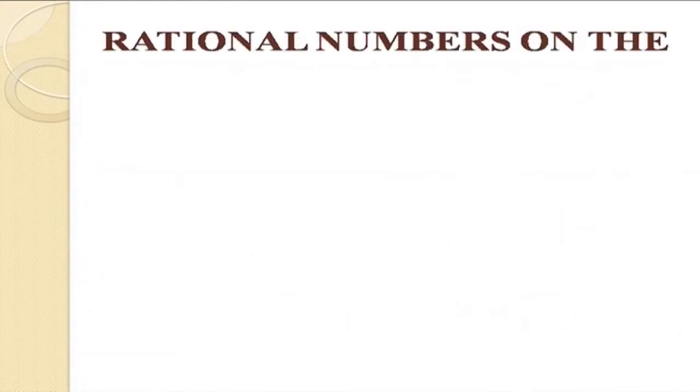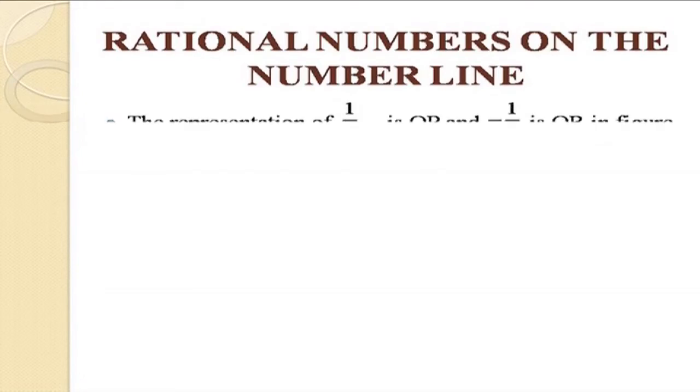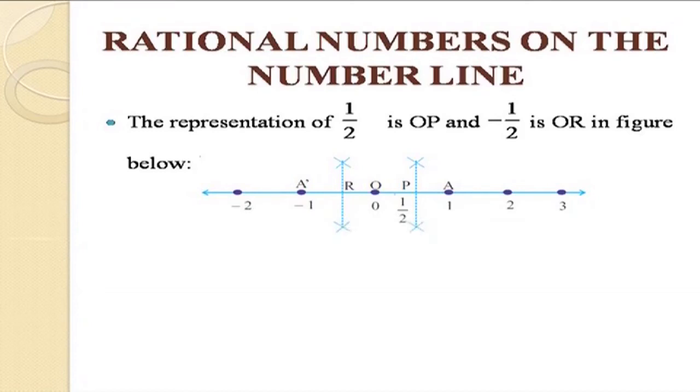Now we will discuss the representation of rational numbers on the number line. As you know, natural numbers, integers and whole numbers are all represented on the number line. Similarly, any rational number can be represented on the number line. For example, we take 1 by 2 or minus 1 by 2. See the figure. From 0 rightwards you will find all numbers are positive, and from 0 on the left side all numbers are negative.